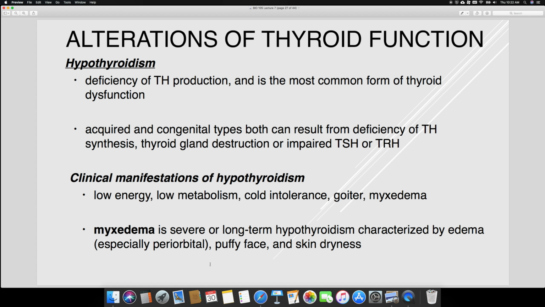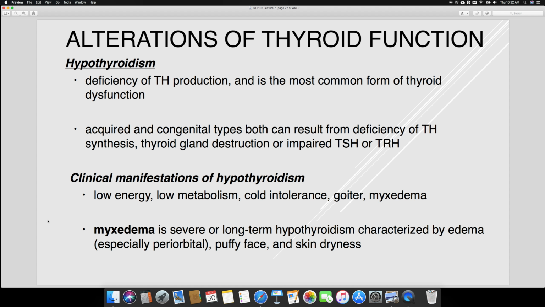Okay, so we talked about hypothyroidism next, which is a deficiency of thyroid hormone production, and this is more common than hyperthyroidism. So it can be acquired or congenital. It can be due to deficiency of synthesis of thyroid hormone, destruction of the thyroid gland. Maybe there was some thyroid cancer or a tumor of some sort, and the thyroid had to be removed, or impaired TSH or TRH.